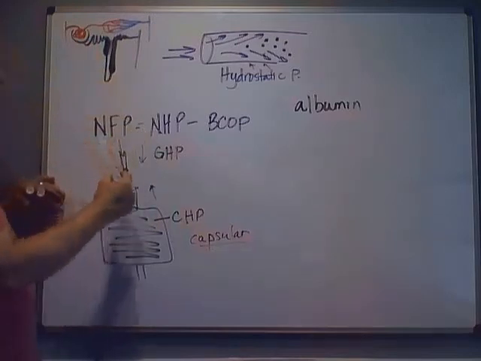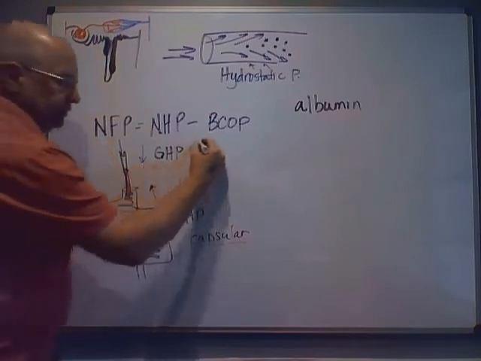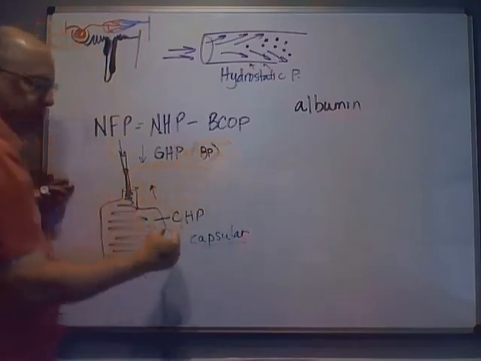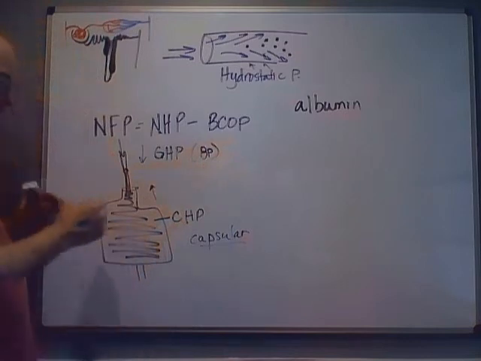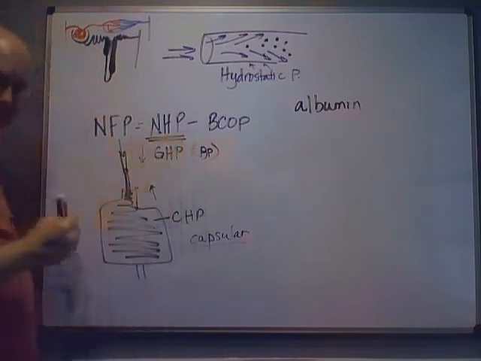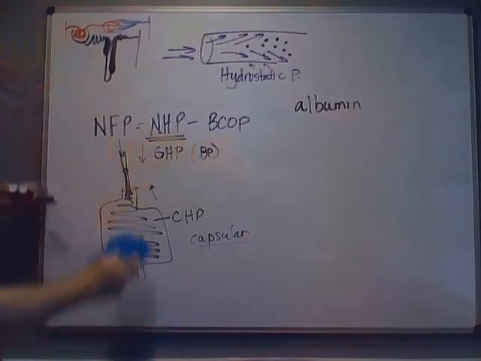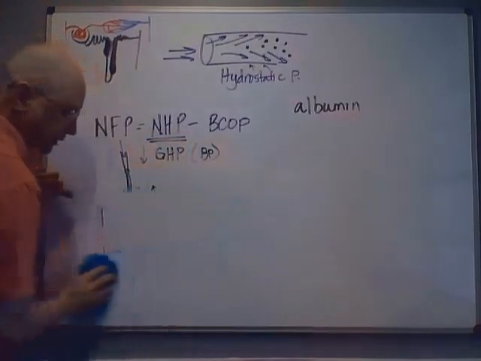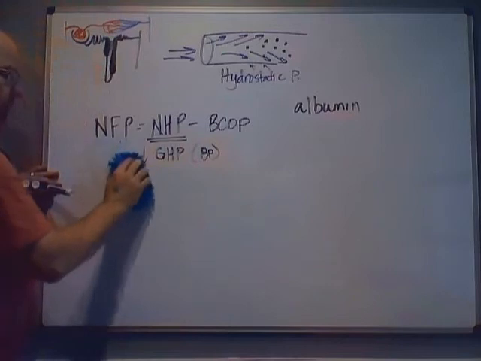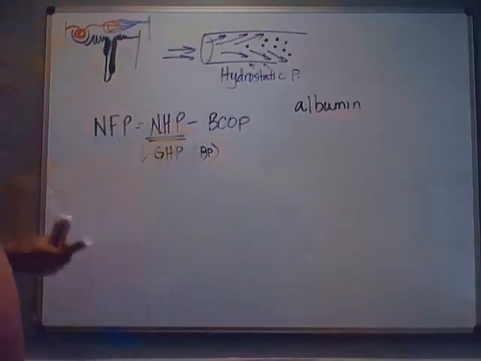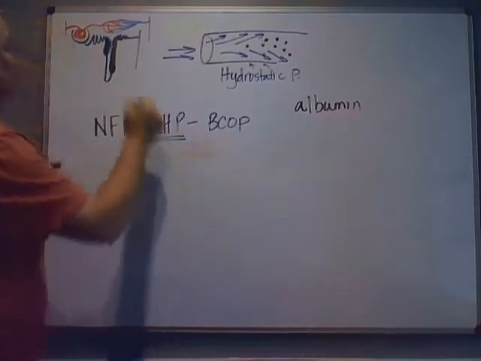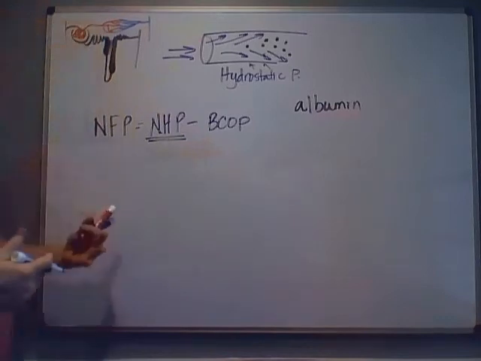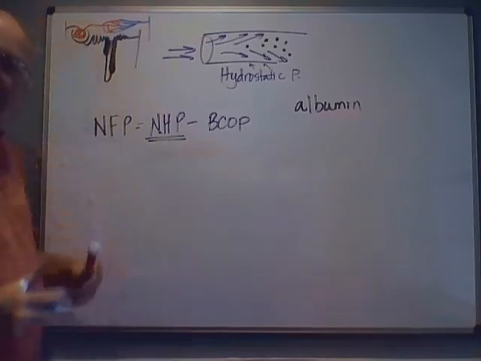The net hydrostatic pressure is based on glomerular hydrostatic pressure, which is essentially our blood pressure, and the capsular hydrostatic pressure. When you do the math, you get net hydrostatic pressure. Okay? Now, that's a lot of talk about something that I'm probably not going to test you on. But I do want you to understand this part. So, my net hydrostatic pressure simply means that the pressure in the glomerulus is higher than it is in the capsular space, and I am filtering.